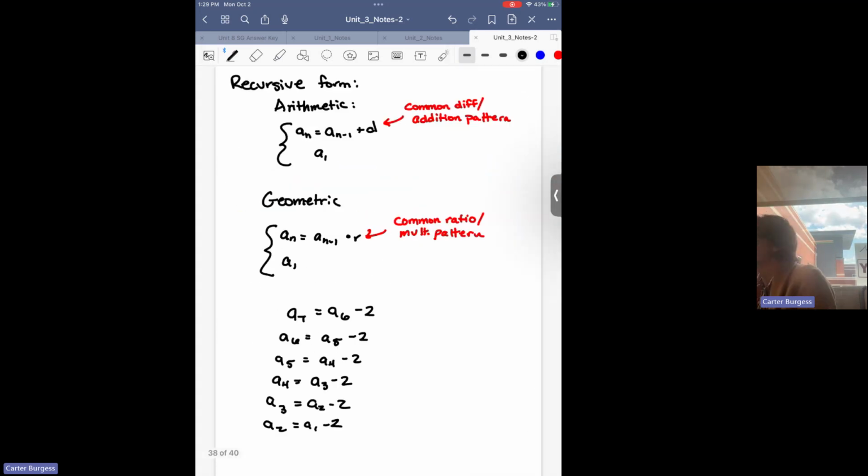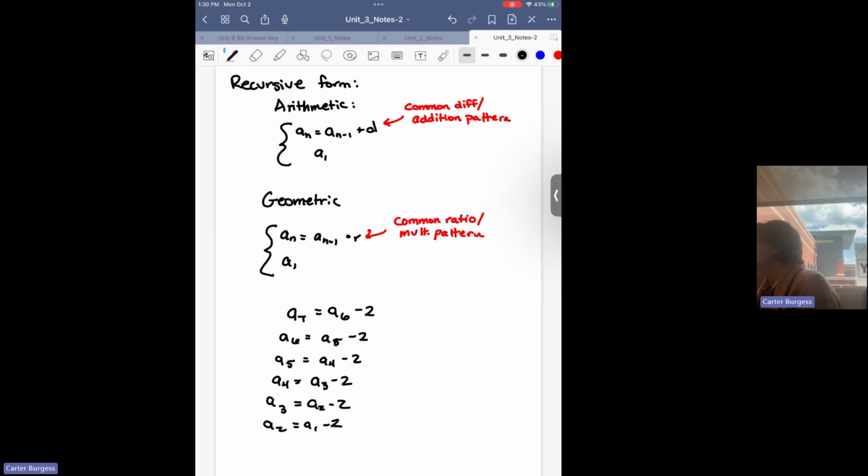And so now I could plug in, okay, a sub 2 is going to be 2, and a sub 3 is going to be 0, and a sub 4 is going to be negative 2, and a sub 5 is going to be negative 4, and a sub 6 is going to be negative 6, and a sub 7 is going to be negative 8. Okay, we found negative 8. And if I asked you to do that for a sub 100, you should look at me like I'm an absolutely insane person, because that would be utterly ridiculous.